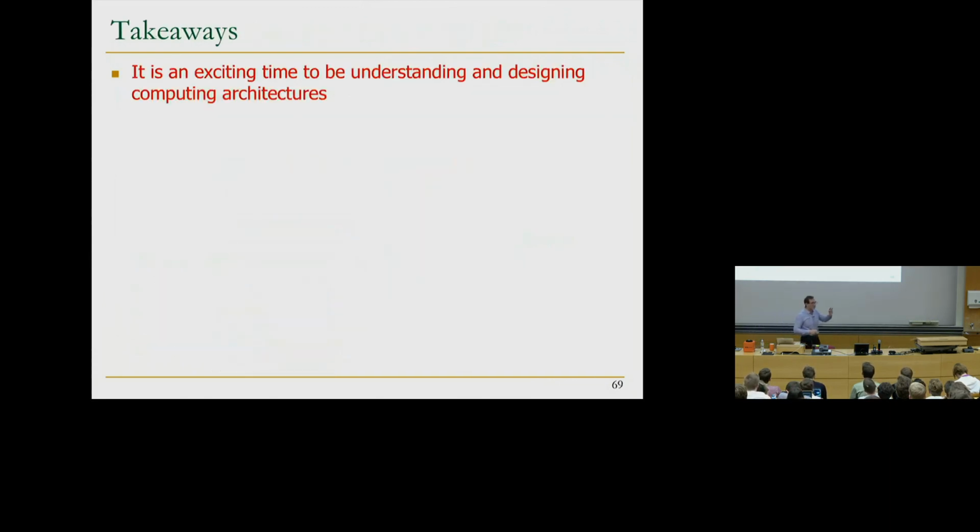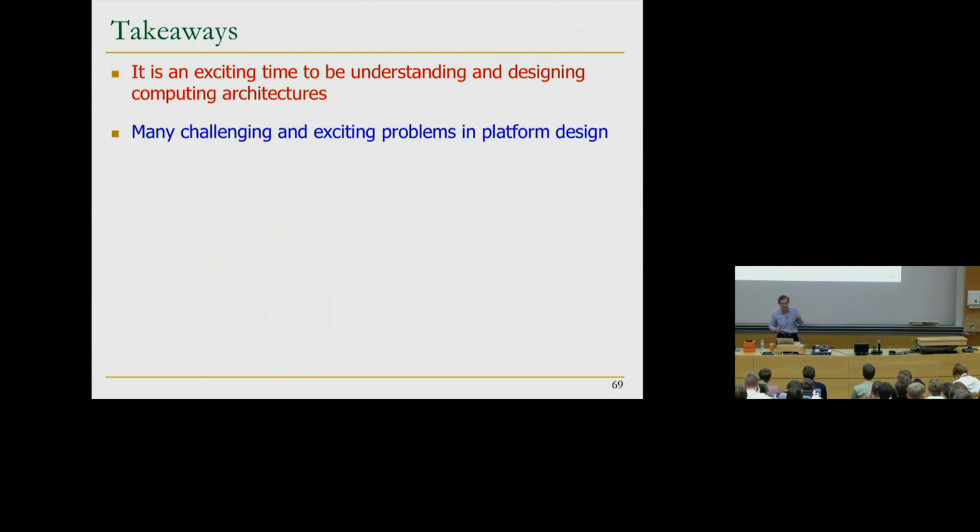So let me conclude this part, and then I'm going to take some time for some other part. But basically, the takeaway so far, and hopefully I've convinced you, is that this is really an exciting time to be understanding and designing computing architectures. We have many challenging and exciting problems in platform design that no one has really tackled or thought about before. And Rowhammer is one example. No one really tackled or thought about it before 2012. Meltdown and Spectre is another example, right? These AI accelerators, no one has really tackled them before, again, 2012 or so, right?